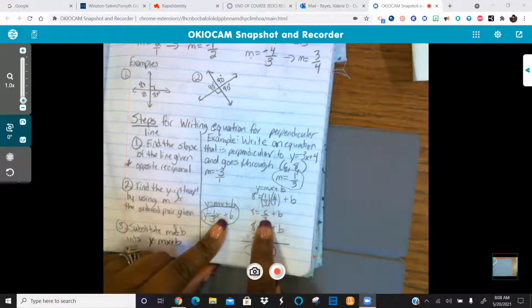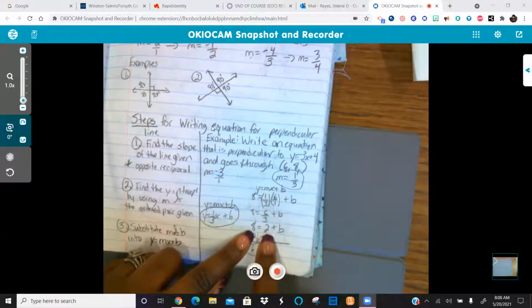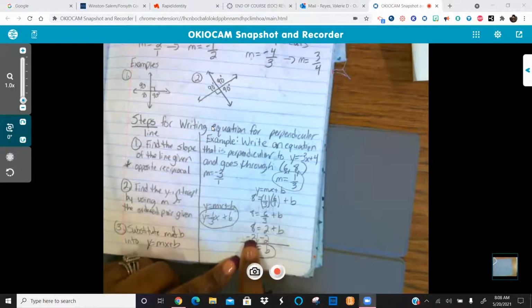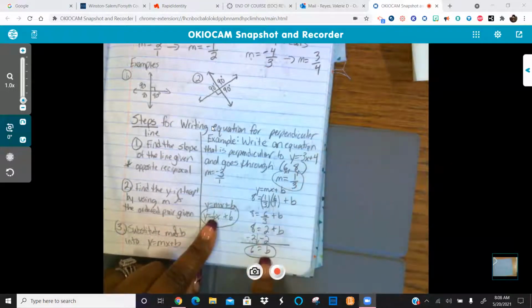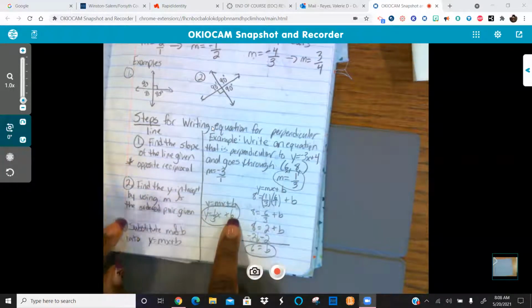So you have 6 over 3 plus b. Bring down the plus b. Bring down the 8. Simplify 6 over 3 to 2. To get b by itself, subtract both sides by 2, and that gives you b is 6. So your slope is 1/3, and your y-intercept is 6. So it's y is equal to 1/3 x plus 6.